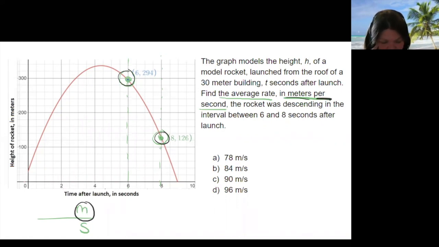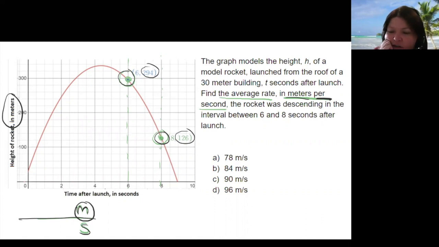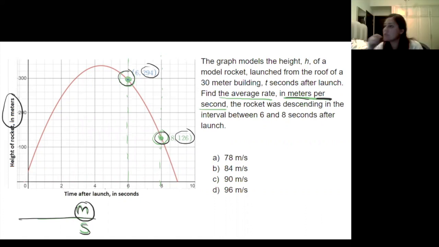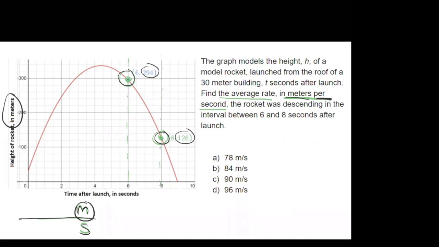So I have my meters up here and I'm going to do that per second. How many meters? Well, for height of rocket in meters, I'm at 294 meters, and this one I'm at 126 meters. So how many meters did I change by? 168. Where'd you get that number? Subtract the two.